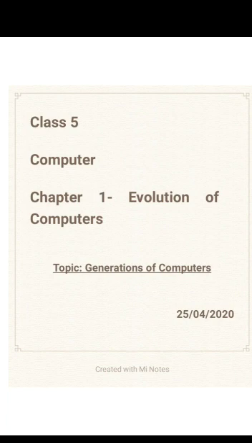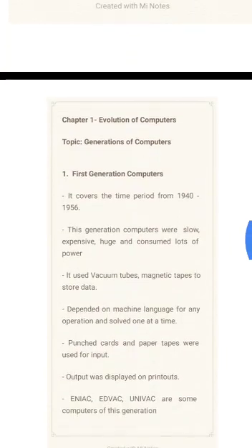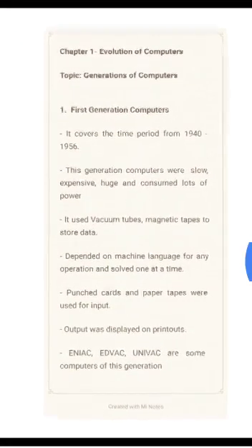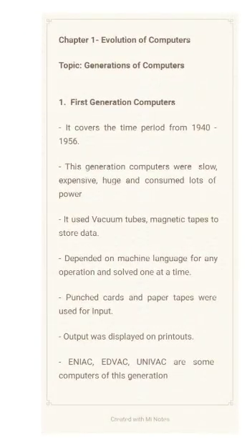The evolution of computers has been divided into 5 generations. Let's learn about the first generation of computers. First generation computers cover the time frame from 1940 to 1956.